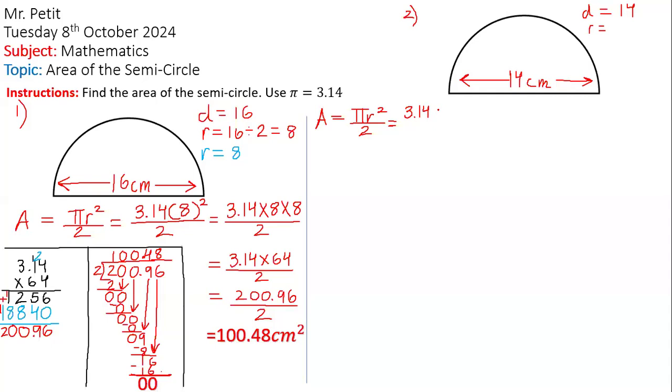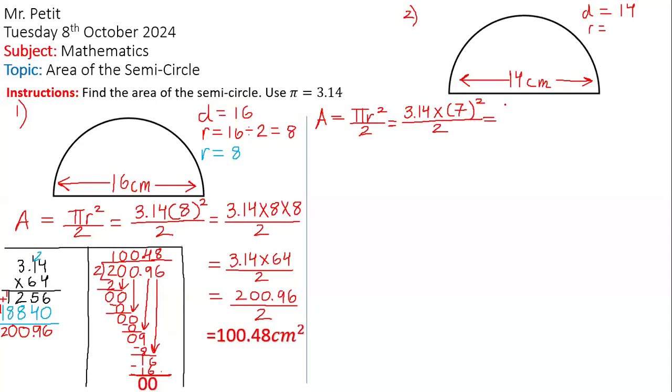All right, good. So the radius in this case is what? Pi is 3.14, and we multiply that by the radius, which is 7. It's going to be 7 squared, all over 2. And it's going to be equal to, what is 7 squared?